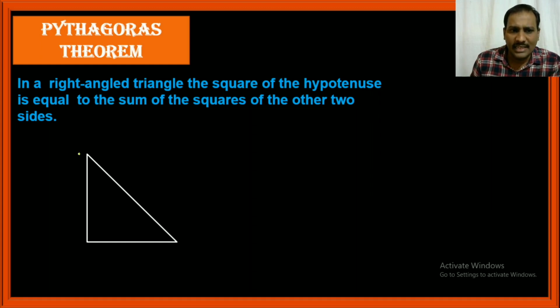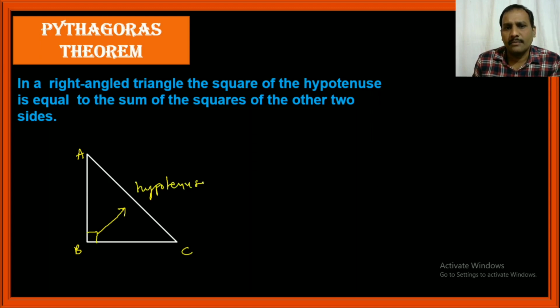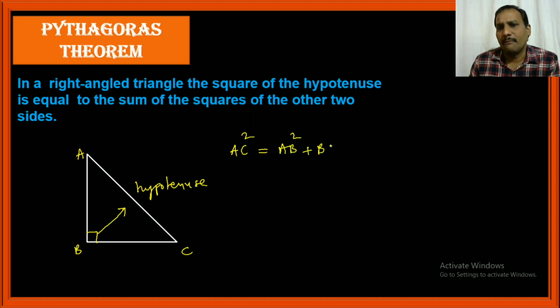If you consider this as triangle ABC, here the side opposite to the right angle, AC, is called the hypotenuse. According to the theorem, the hypotenuse squared, AC square, is equal to the sum of the squares of the other two sides, that is AB square plus BC square.